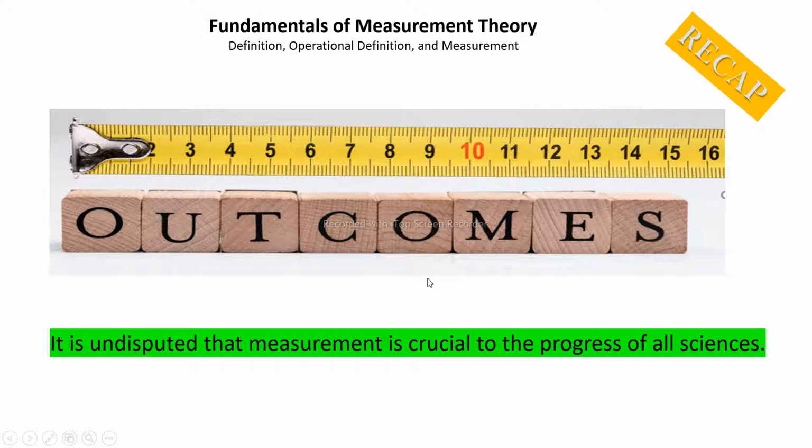So let us have a recap of what we have studied in the last class. We studied the fundamentals of measurement theory. In the last class, we saw the definition, the operational definition, and the measurement. We also saw that it is undisputed that measurement is crucial to the progress of all sciences, isn't it? So this is the professional view. Whatever software is being developed, we are measuring it. This measurement is a crucial thing, which provides a basis for progress.